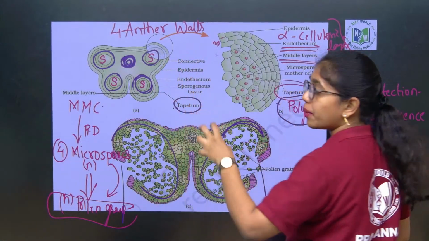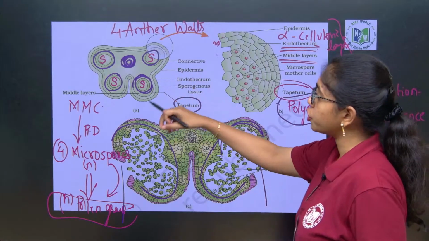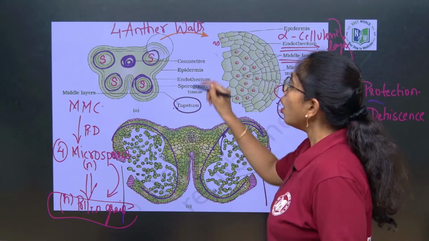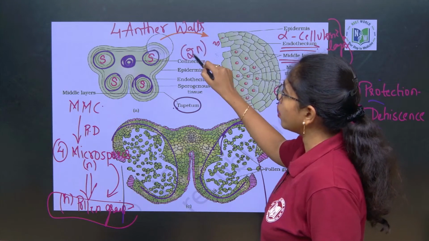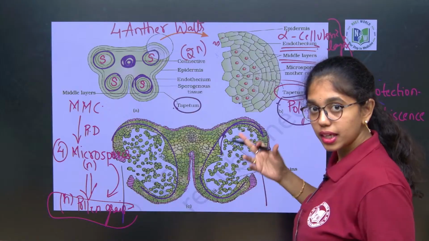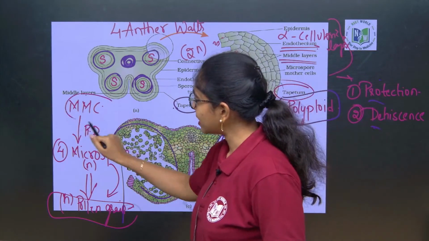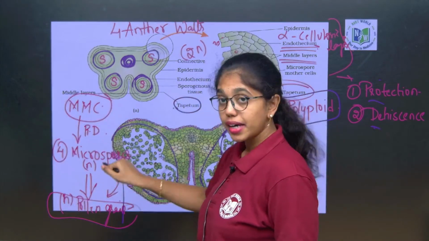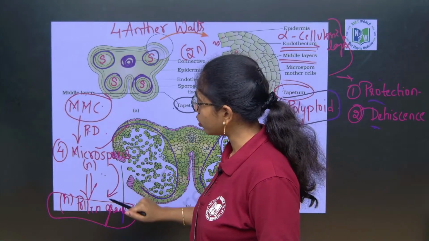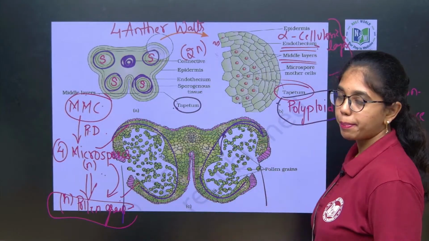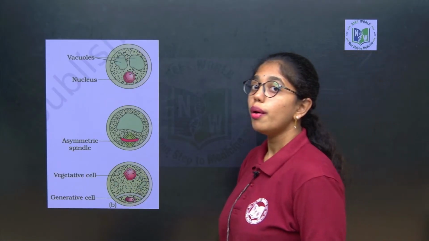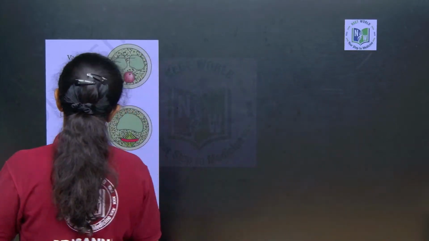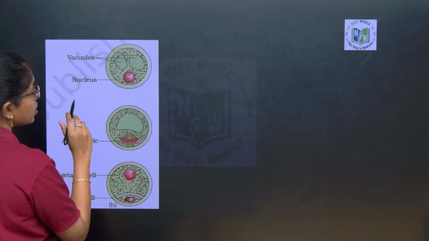So yes, the anther wall layers are very important, beta, and the sporogenous tissue. Ploidy is of utmost importance. The ploidy of the entire anther is diploid, the microspore mother cell is diploid. Undergoing reductional division, the ploidy of microspores and pollen grains is haploid. Do remember, Nana.